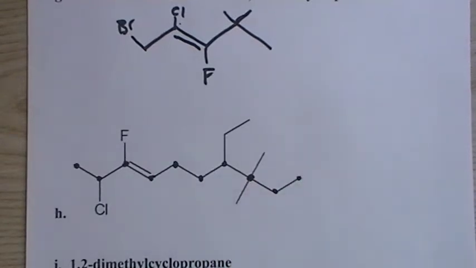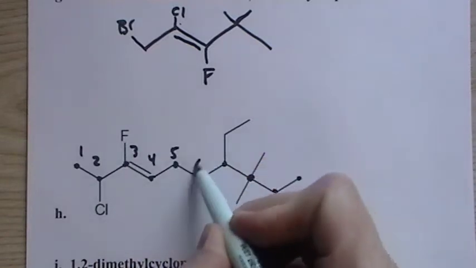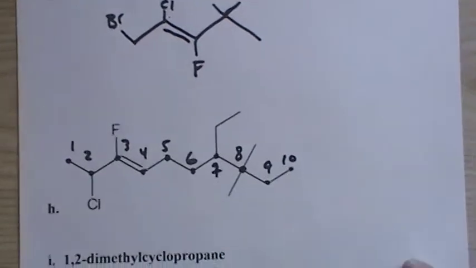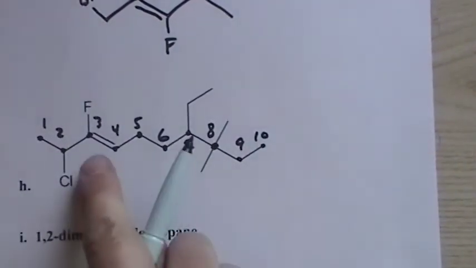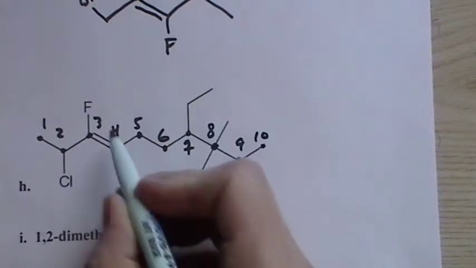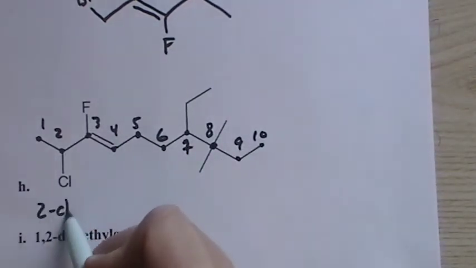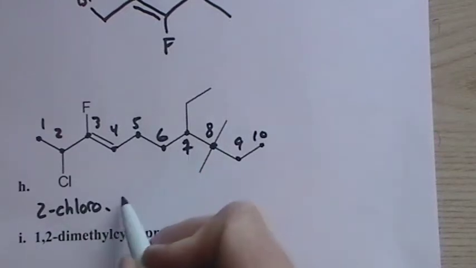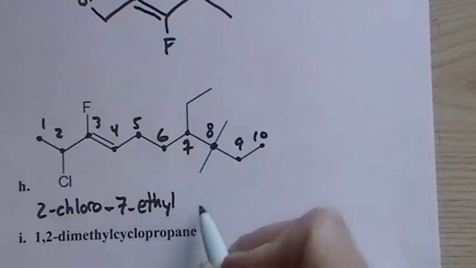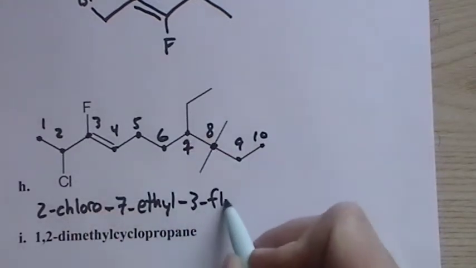Decane becomes decene. This one I'm going to number just because there's so much going on here. And you can see that the double bond starts at 3, so we start from this end. We have a chloro, fluoro, ethyl, 2 methyls, so chloro comes first. This is 2-chloro. Then the ethyl group, alphabetically, the number is higher, but the ethyl still has to come first. There's only 1 ethyl. Then 3-fluoro.